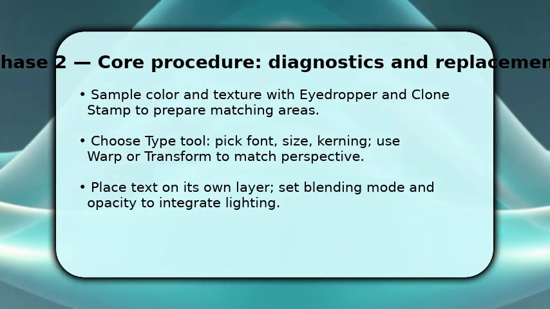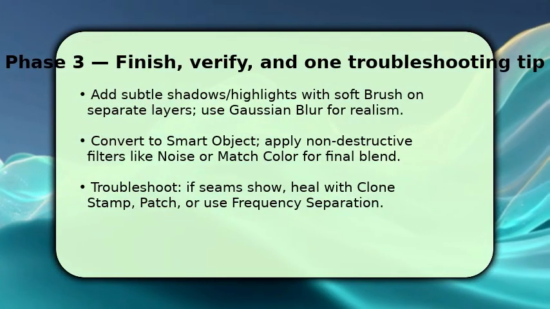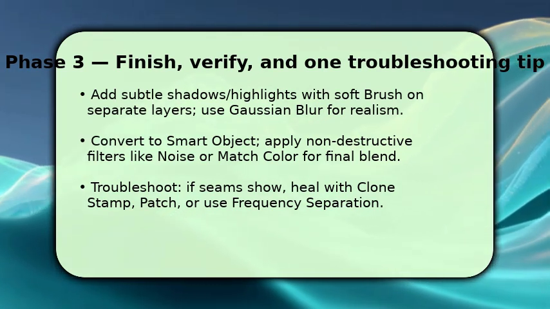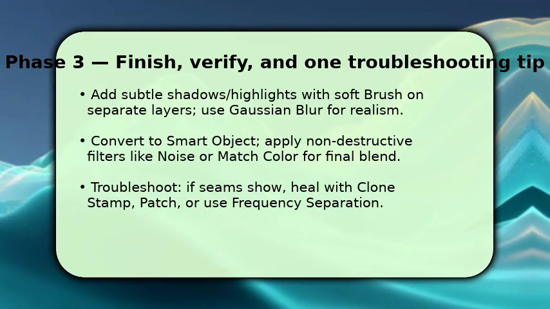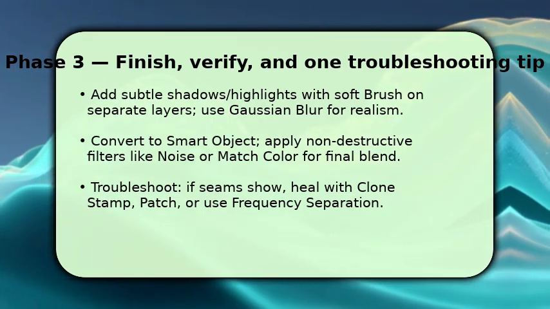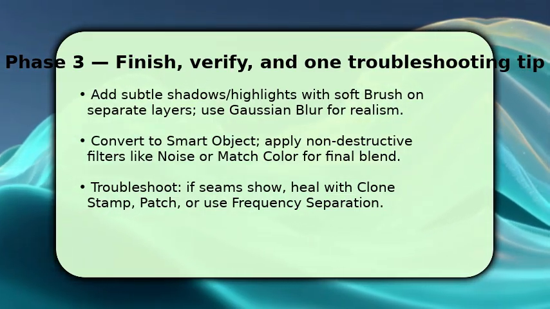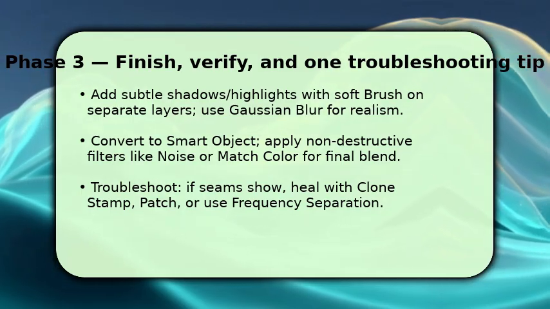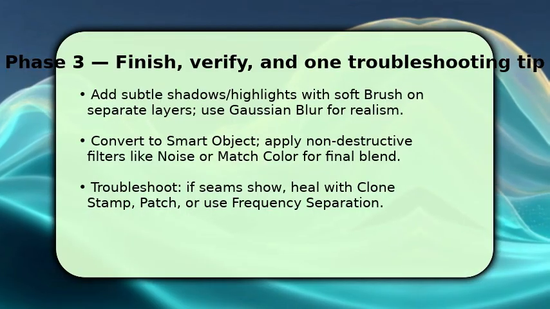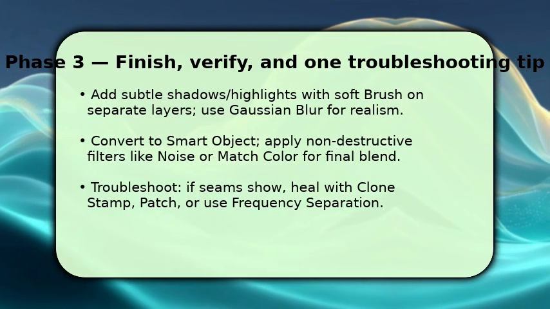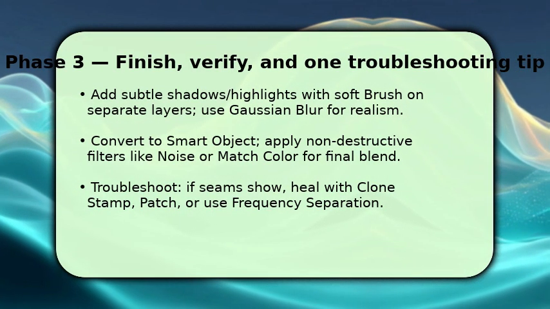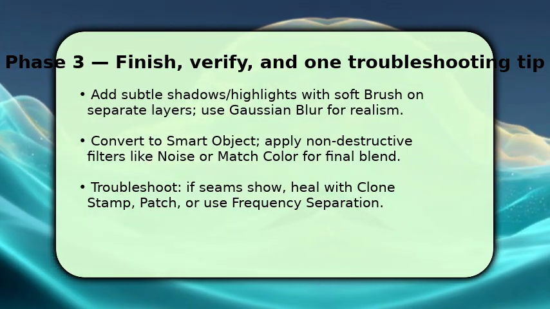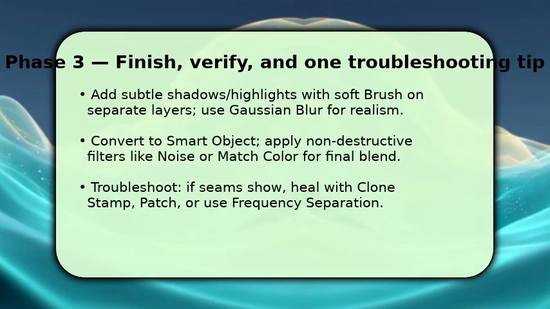You finish by refining and exporting. Create soft shadow and highlight layers to match scene light, blur slightly for realism. Convert your text layer to a smart object and apply non-destructive adjustments. Small noise, match color or levels, so grain and tone match the photo. When satisfied, export with the correct resolution. If you see visible seams or mismatched texture, heal them using the clone stamp, patch tool, or try frequency separation. This fixes color versus detail issues quickly.